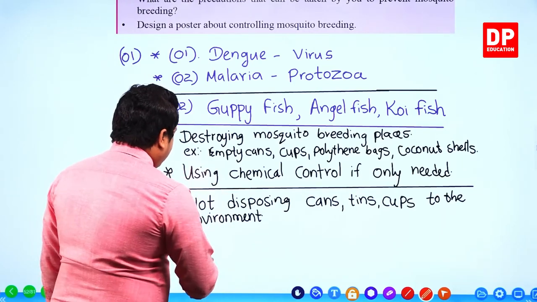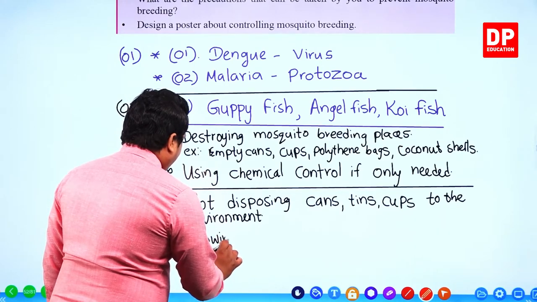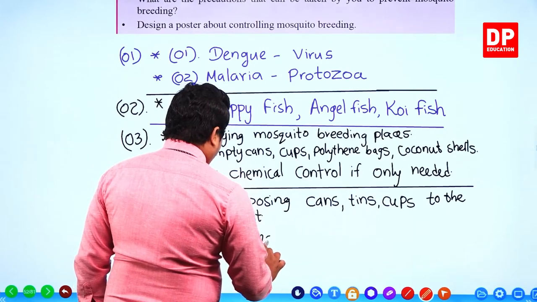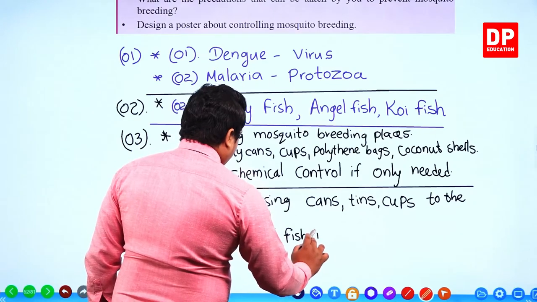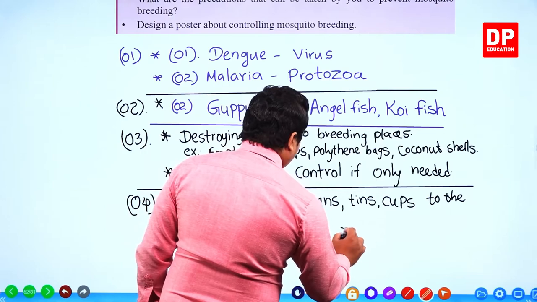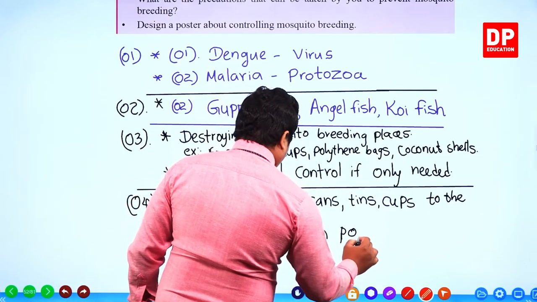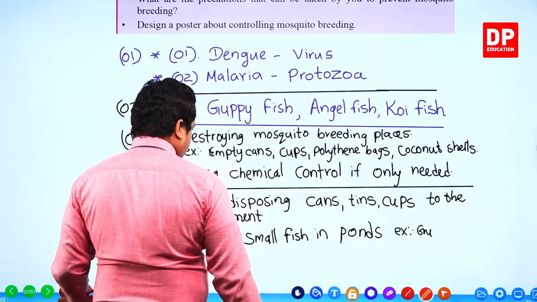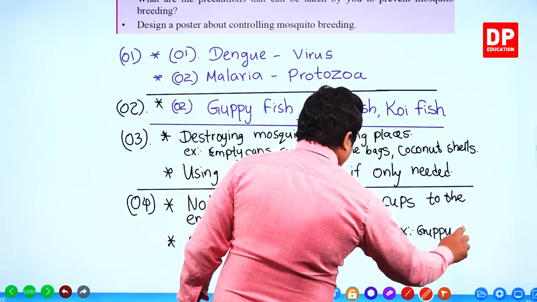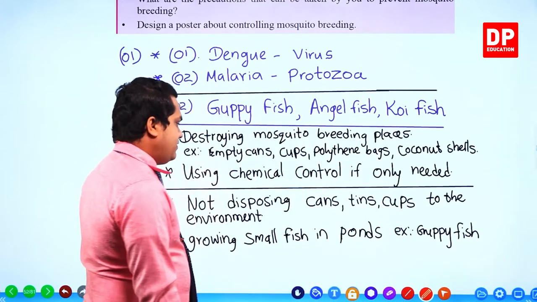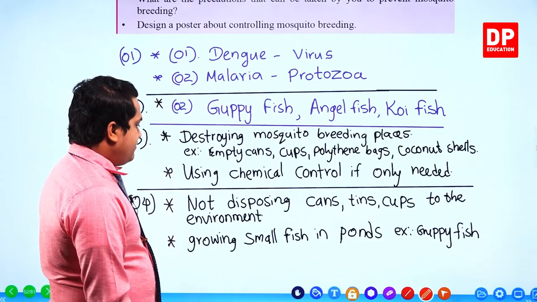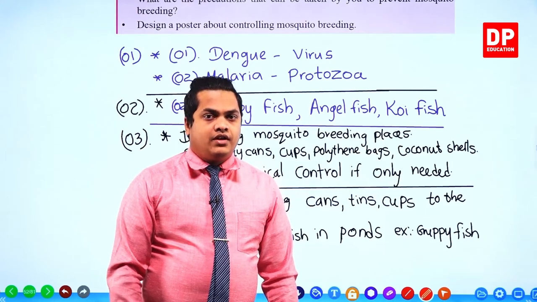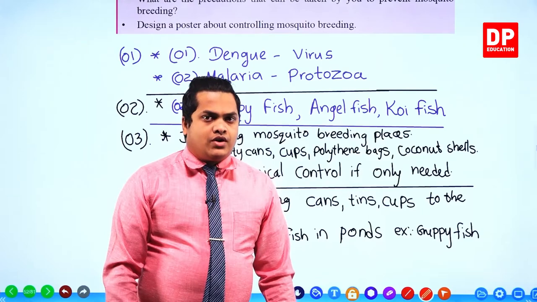Another one: growing small fish in ponds. Example, guppy fish. So, not disposing cans, tins and cups into the environment, and growing small fish in ponds. Example, guppy fish. In your garden, if you have a pond, then it's wise to grow at least one or two guppy fish.